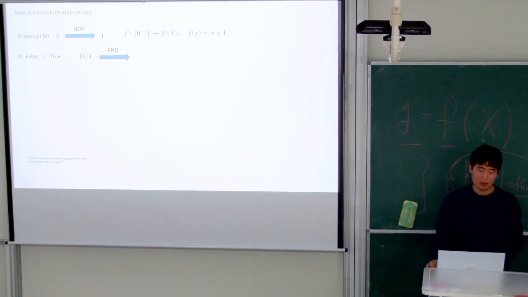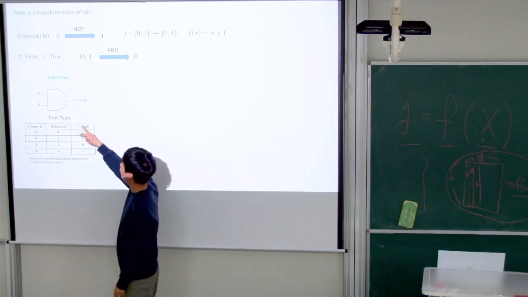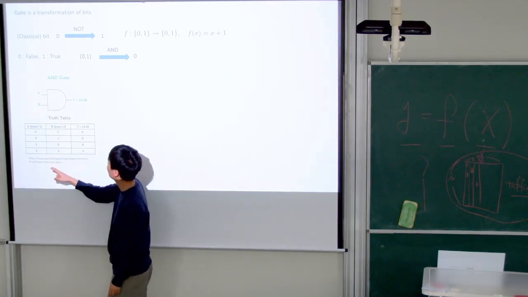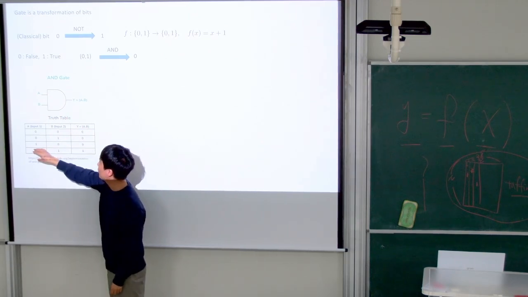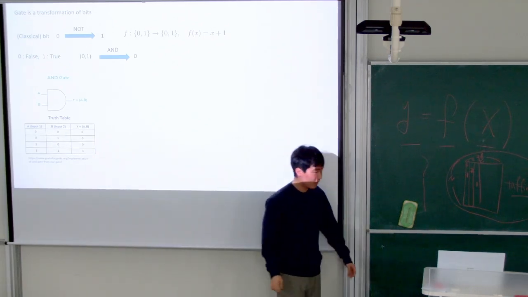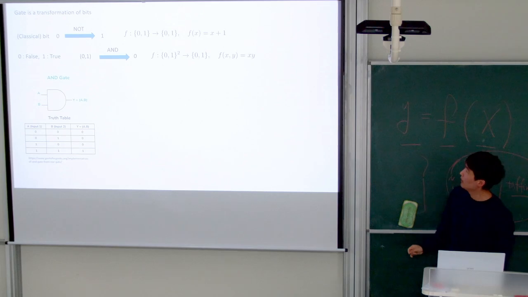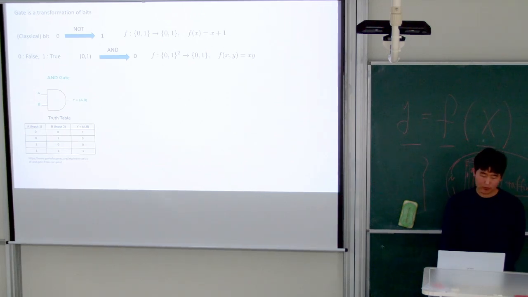Let me give you another example. We start with 0, 1, so 2 bits, and we perform the AND gate. AND means that the 2 inputs should be all true to get the true one. In terms of the function, you can simply multiply the 2 inputs. So this is a classical gate.